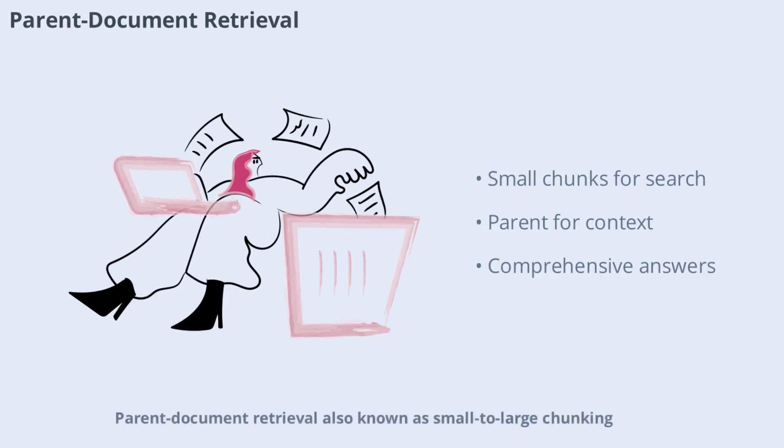Parent document retrieval, also known as small-to-large chunking, involves splitting a document into small child chunks for precise searching and linking them to larger parent documents. When a query matches a child chunk, the system retrieves the entire parent context for the language model. For instance, if a financial analyst asks about Q3 growth, the system finds the relevant sentence and provides the full financial table and surrounding paragraph, offering comprehensive context.